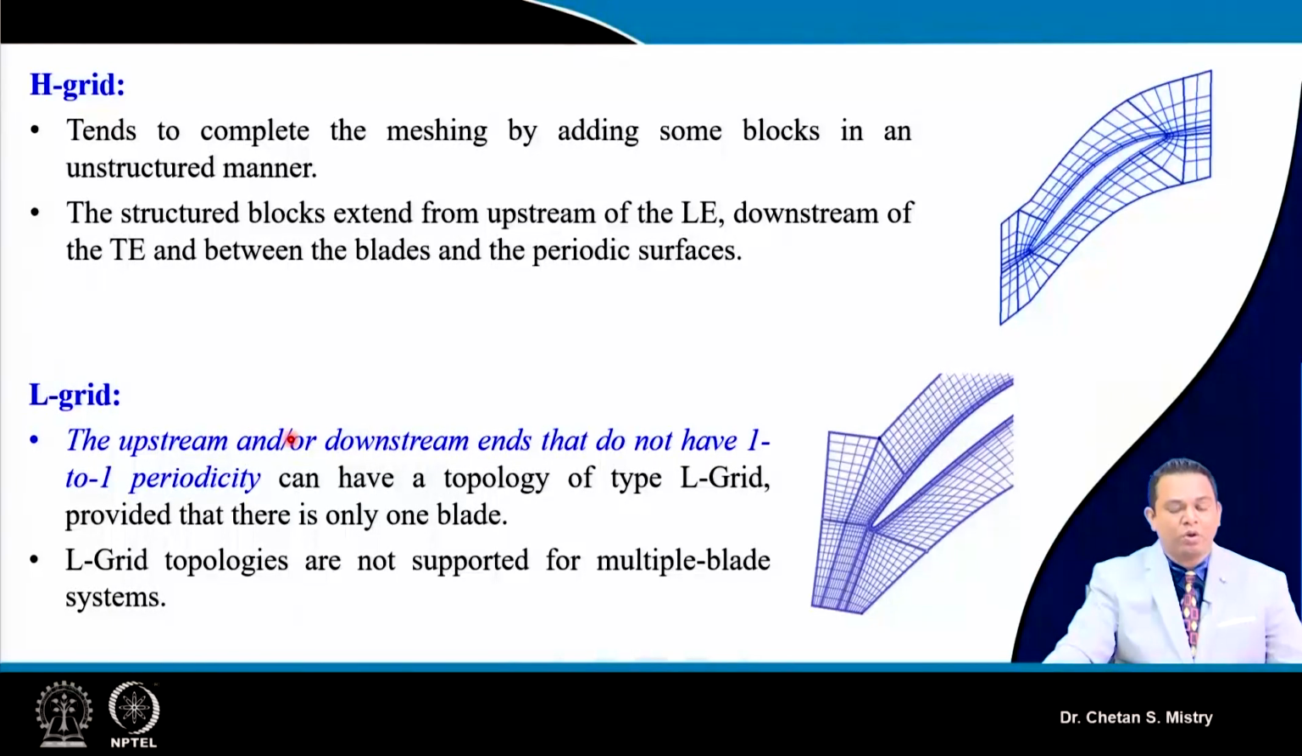Now, there is a typical kind of blade analysis, suppose if we are looking for this, one kind of typical configuration. The upstream and downstream ends do not have one-to-one periodicity. Here in this case, this periodicity and this periodicity are not the same. Under that configuration, the L grid is being used. It is not being used for multiple blade systems.